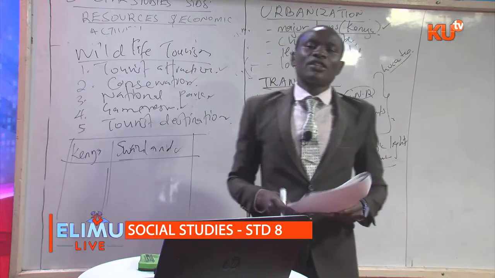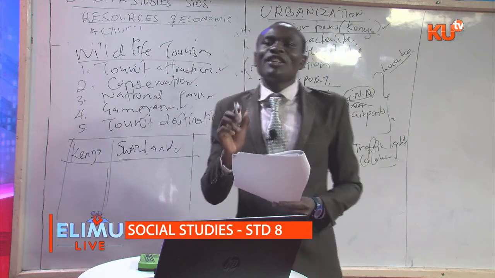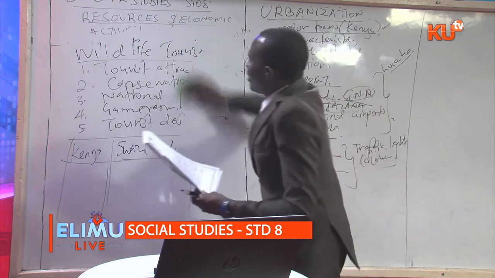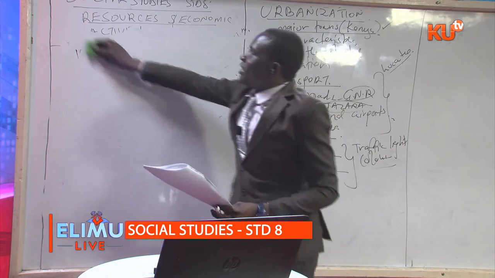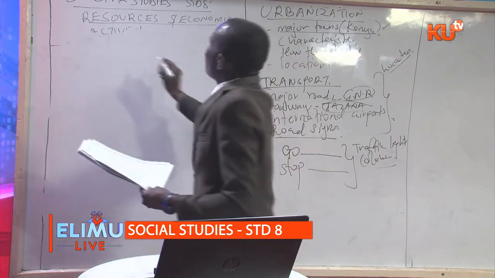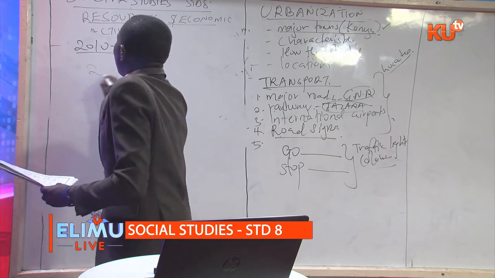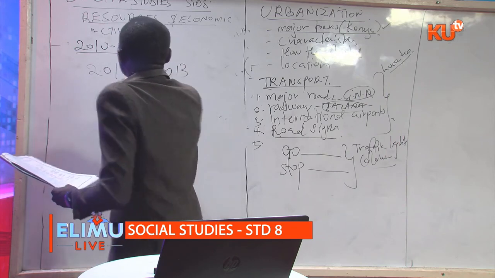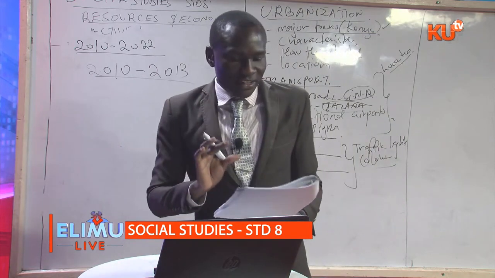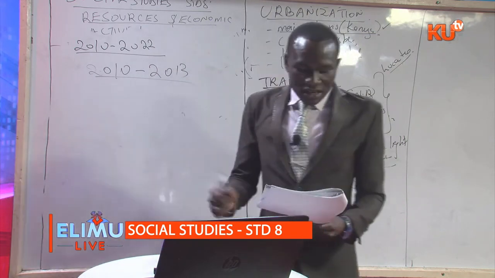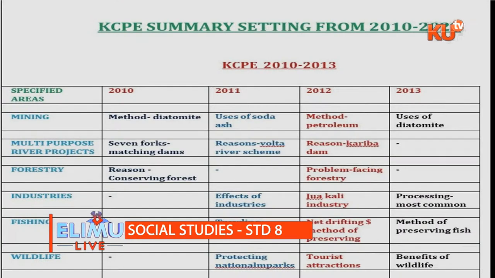Now, students and teachers who are watching us, I want us now to look at how KCPE has been setting all the areas that we have mentioned. How have examiners been setting these questions in KCPE from 2010 to 2022? I want us to start with 2010 to 2013 and look at how they have been setting these specific areas. Can you take me to the next page on the KCPE summary setting from 2010 to 2013? That is now very clear.